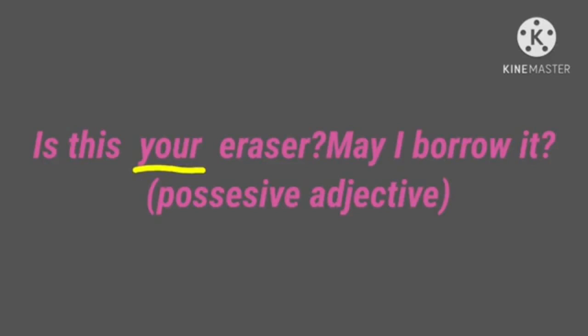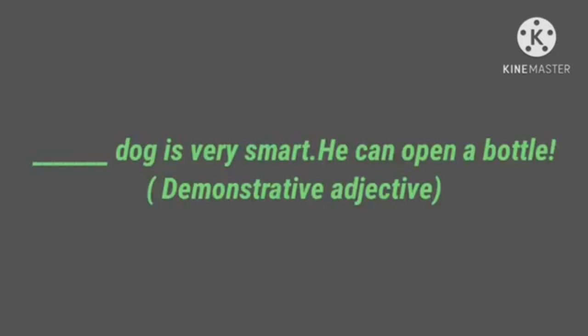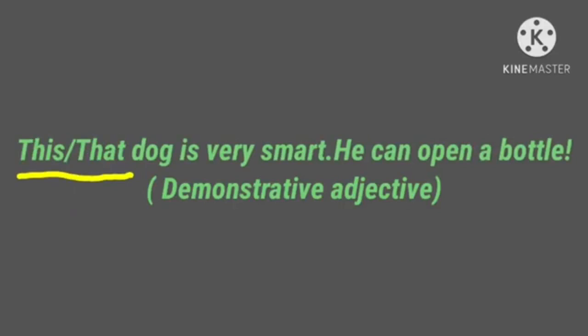Next one. Dash dog is very smart. He can open a bottle. Fill in the blank with a demonstrative adjective. What are the demonstrative adjectives we have? Four: this, that, these, those. So dog is singular, so we want to use this or that.